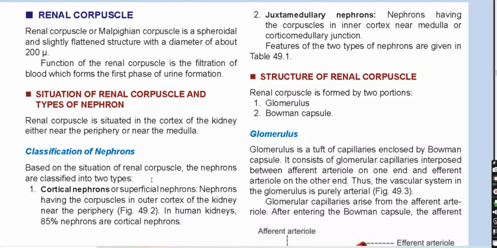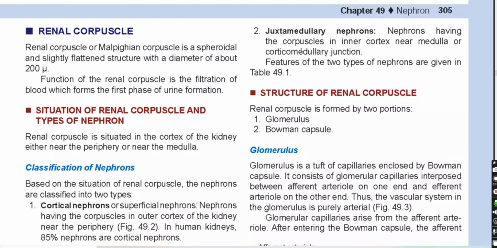What are these? Cortical or superficial nephrons are the nephrons whose corpuscles lie in the outer cortex of the kidney, near the periphery. In the human kidney, 85% of nephrons are cortical nephrons. The juxtamedullary nephrons have corpuscles in the inner cortex near the medulla, so they are also called corticomedullary nephrons.